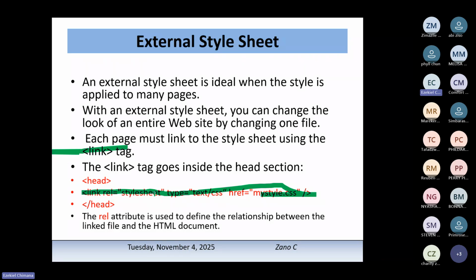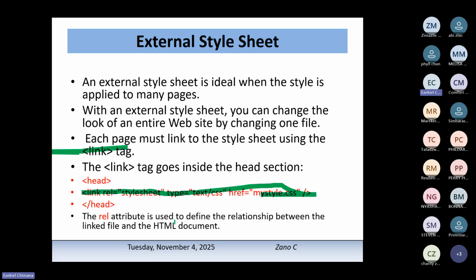You put the relationship as stylesheet, and then the type of the file, which will be text/css. Normally we use the .css file, and then you put the hypertext reference for that file, where the file is. If the file is within the same folder as the HTML or PHP file that you want to design, then you just use mystyle.css. You do not need to put the whole file path, just put the CSS file name. So I think that's how you link it, right?